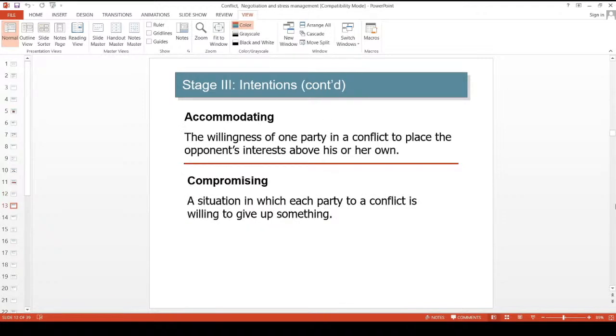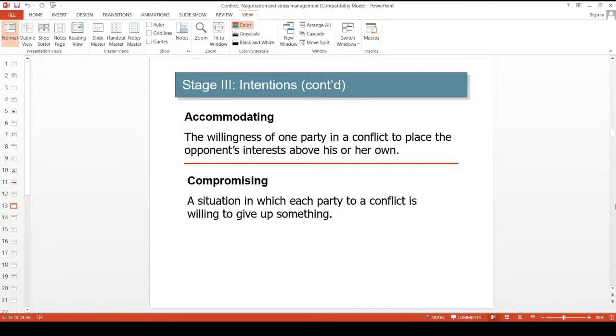In accommodating, it is the willingness of a party in a conflict to place the opponent's interest above her own interest. So when one party seeks to appease an opponent, that party is willing to be self-sacrificing. In this case, one party will focus on sacrificing, and they will take into account the other party's interest over their own particular interest. This situation is termed accommodating.